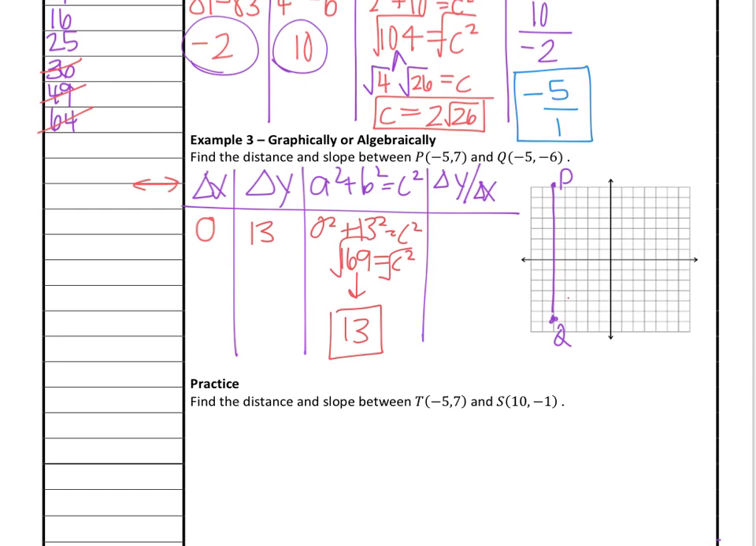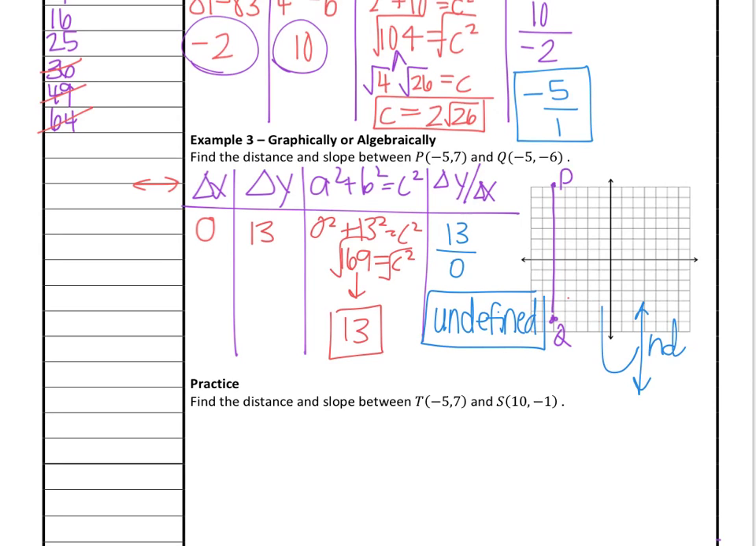Then we have change y over change x. 13 over 0. If you type that in, 13 divided by 0, it's going to give you an error. This is what we talked about yesterday where the slope is undefined. Remember that up and down can be made into that goofy U, undefined.